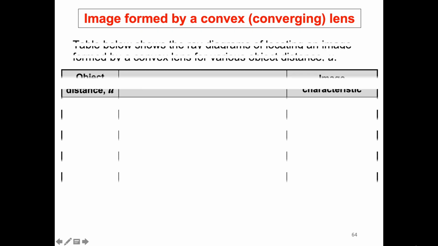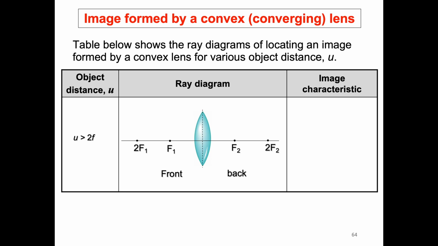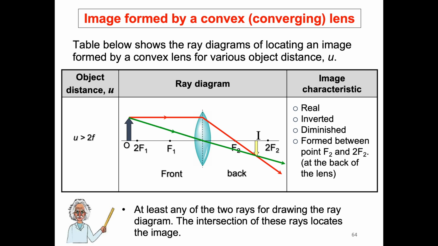Well, actually we have 5 different cases for converging lens, same like mirror in 7.1. So the first case is when our object is greater than 2f. So object here, the first ray goes straight and converge at f2. Second ray goes straight to the center of this lens, and the intersecting rays is our image. And it was real, inverted, diminished, and formed in between f2 and 2f2 at the back of the lens.